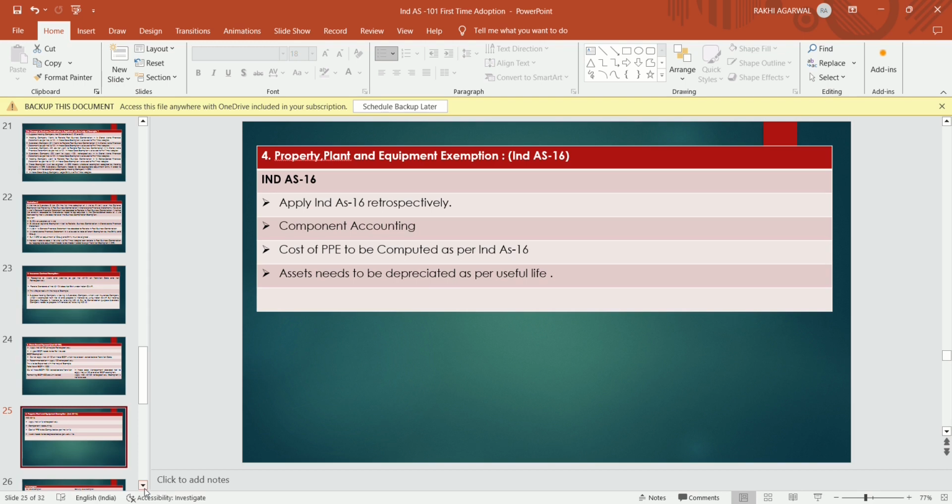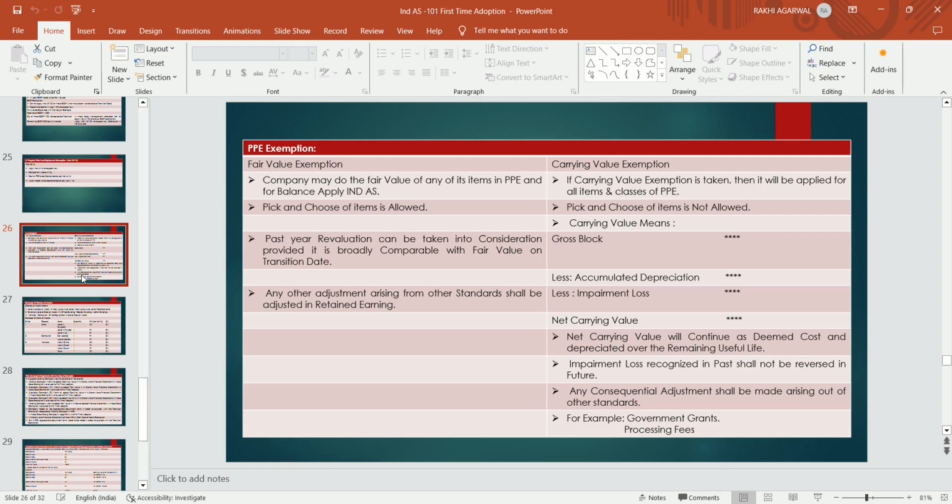Asset needs to be depreciated as per useful life. PPE exemption: there is an option to avail either the fair value exemption or the carrying value exemption. In fair value exemption, what are the exemptions available? The company may do fair value of any of the items in PPE and for the balance apply Ind AS. The company is allowed to do this for any of its items in PPE.